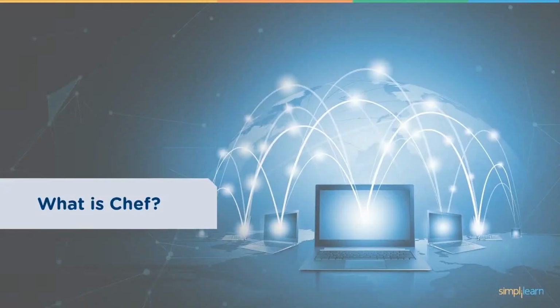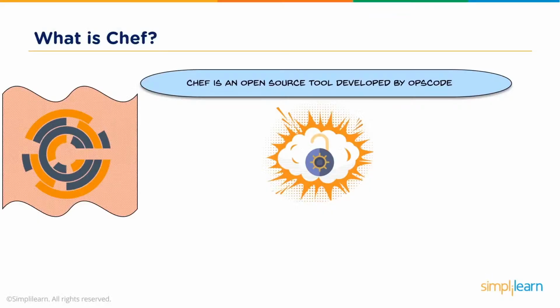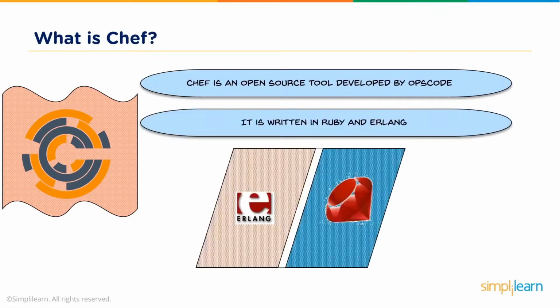So now that you know why to use Chef, let's look at what exactly Chef is. Chef is an open source tool developed by Opscode. Of course, there are paid versions of Chef, such as Chef Enterprise, but other than that, most of it is freely accessible. Chef is written in Ruby and Erlang. If you would have gone through any previous material on Chef, I'm sure you would have come across Ruby being related to Chef, but not Erlang.